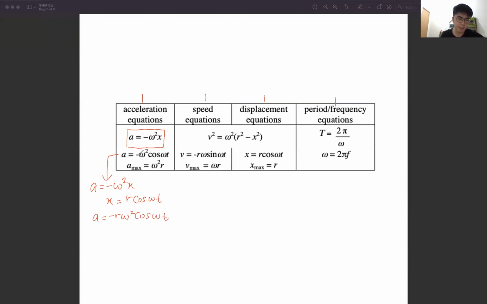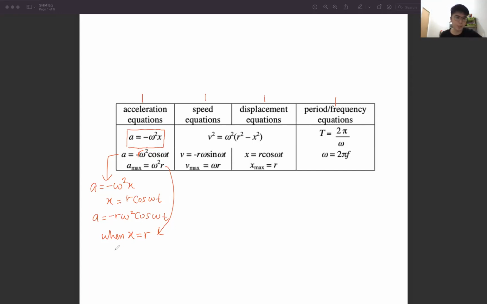Actually there's a mistake here. You should add r inside. Okay, a equals to minus r omega square cos omega t. So that's the way we derive this one. And then for the maximum acceleration, that is when the displacement becomes the amplitude, when it is at the extreme, left or right. So when x equals to r, that is where the acceleration is maximum.